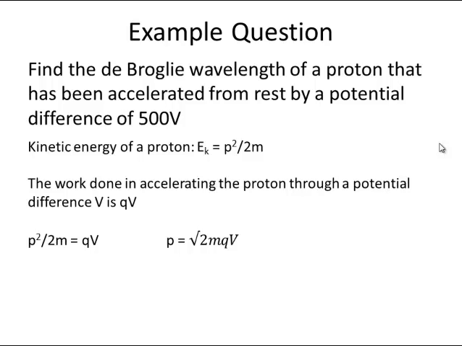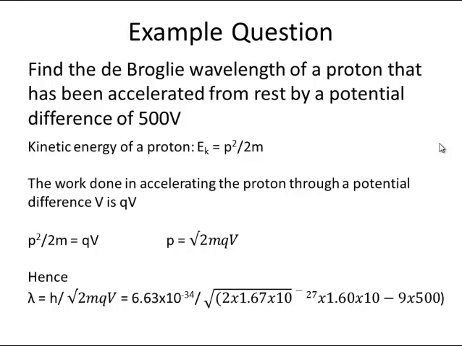So therefore I can rearrange this to show that the momentum should be equal to the square root of 2 times the mass times the charge times the voltage. Hence, if I place that new formula I've got for momentum into de Broglie's original formula, I can work out by just putting the numbers in as required that the wavelength of this proton should be 1.3 times 10 to the minus 12 meters. So that would be the de Broglie wavelength of a proton in this situation.